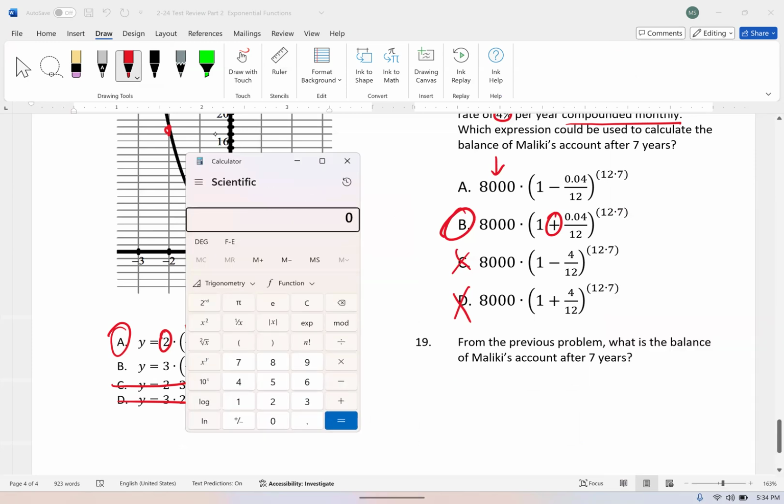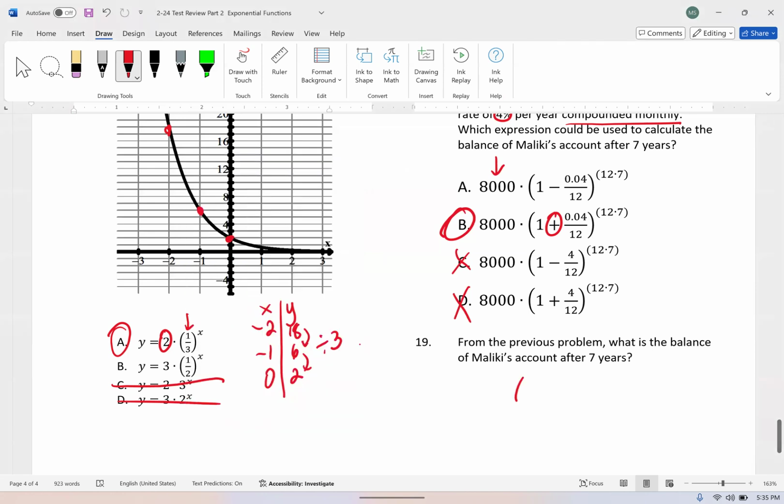So mine's going to look a little bit different. That's okay. 8,000 times 1 plus 0.04 divided by 12, close parentheses, and then we need our exponent key, x to the y, raised to the, now we have to put this 12 times 7 in parentheses, or you could just know that 12 times 7 is 84 and push equals. So we should get 6,000.